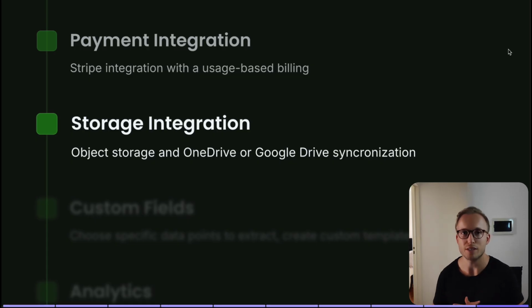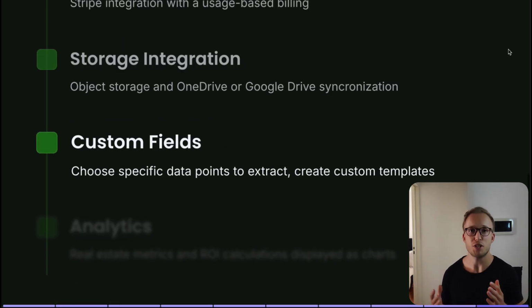What I can also think of is a storage integration, so that is a kind of synchronization with OneDrive or Google Drive, and data is either stored there or in an object storage, or maybe a combination of both. Another feature I can think of are custom fields, which enable the user to select which fields he wants to scrape or not, and instead of hard coding it, the schema will be dynamic in this case, more or less, and the users will also be able to save specific configurations as templates.